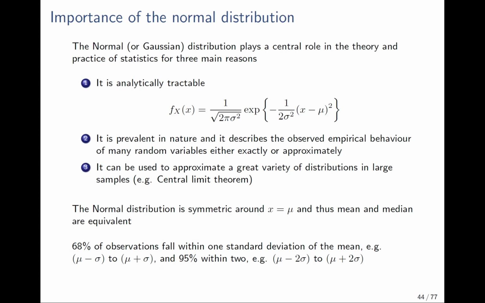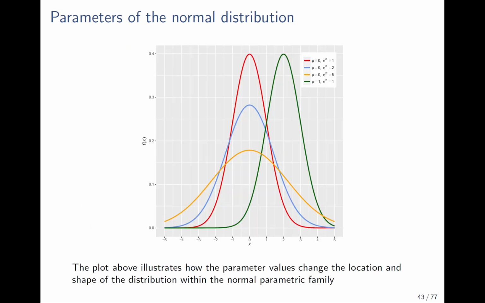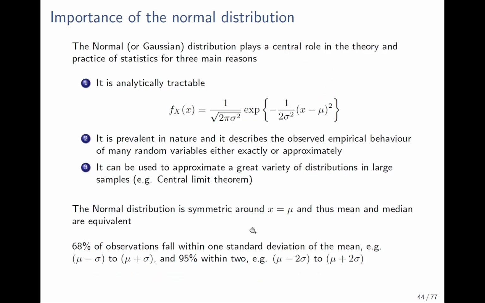Now, the normal distribution is symmetric around its mean, and for that reason, the mean and the median are equivalent. You can see it's symmetric. Some notes that characterize the normal distribution: 68% of observations fall within one standard deviation of the mean, and 98% of observations fall within 2 standard deviations of the mean.